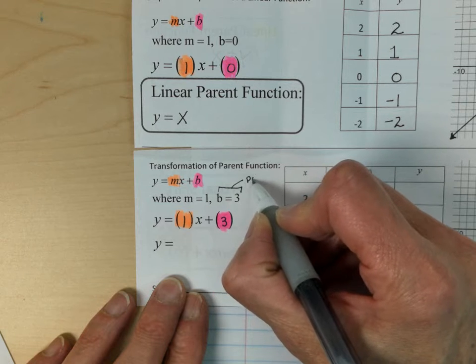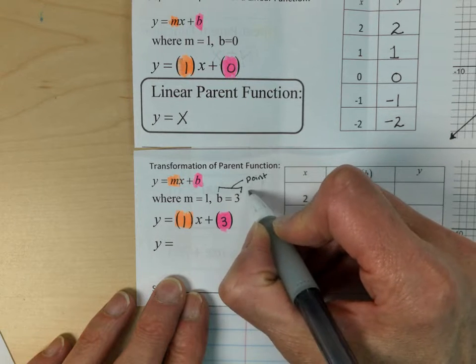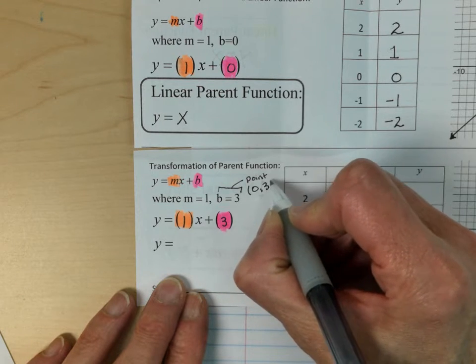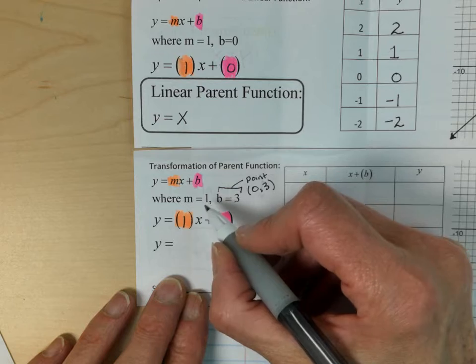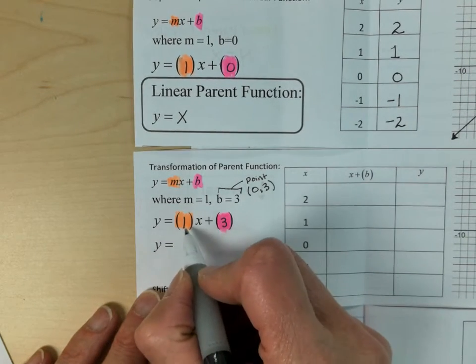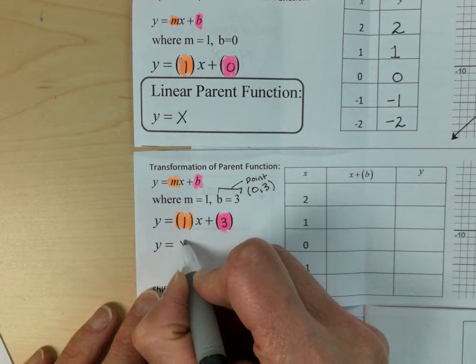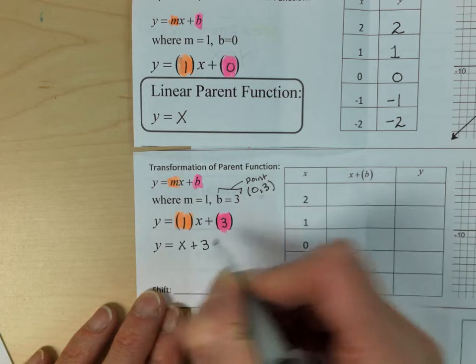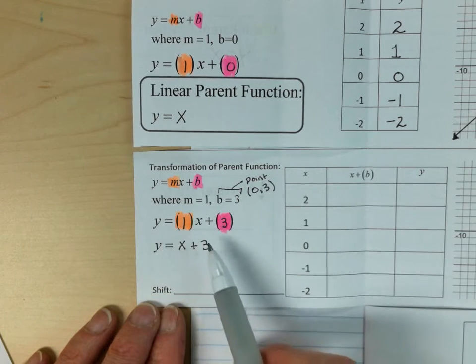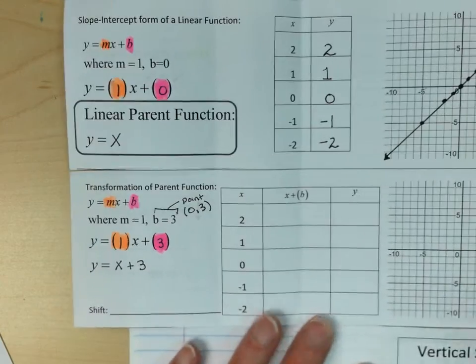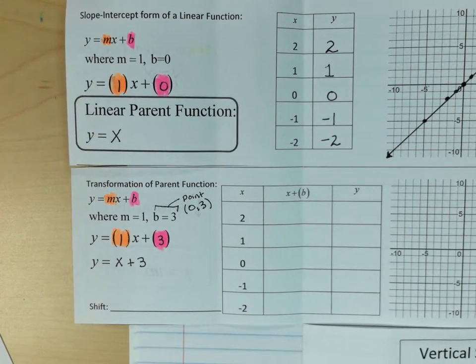So this y-intercept, this here is the point where x is 0 and y is 3. That is a point. This is not a point. Okay, so let's clean this up. 1 times x is x, plus 3 is just plus 3. Okay, so we're going to see how this shifted compared to the parent. But let's go ahead and do what it's asking us to do here.